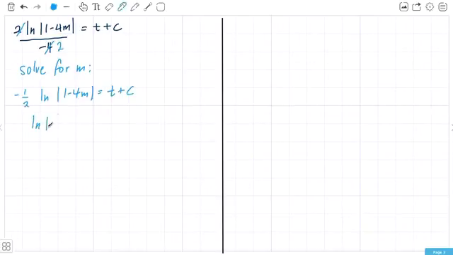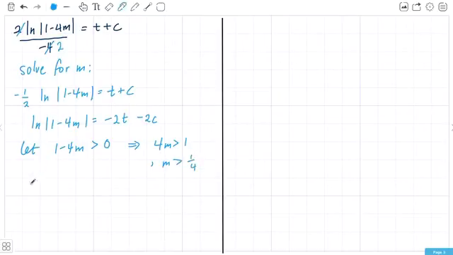Take the negative 2 over, multiply everything by negative 2. I'm also going to state here that 1 minus 4m has to be positive, so that means 4m has to be bigger than 1, so m is going to be bigger than a quarter. So that means I can then take away my log sign, my modulus signs, and here I'm just going to do a bit of relabeling. I'm going to call this k, where k equals negative 2c.